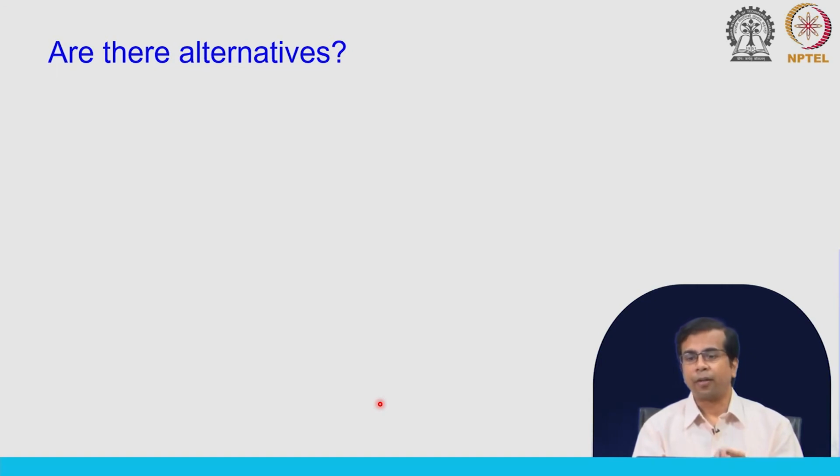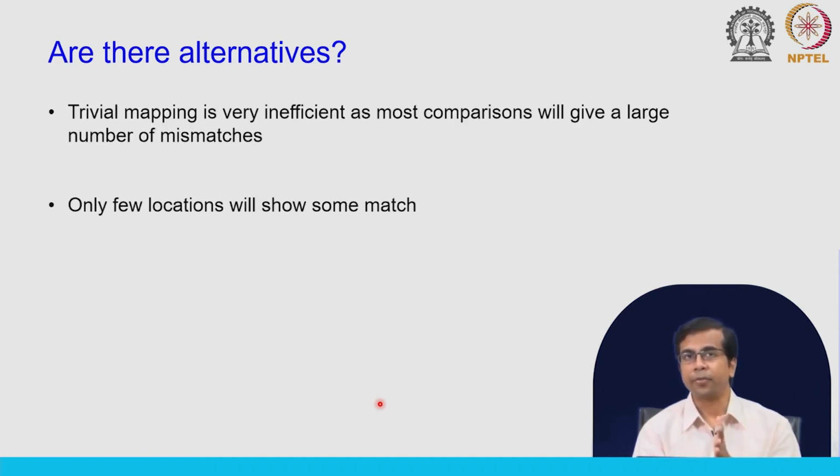So, the question is, are there alternatives? Can we do better in certain ways? As we have seen, trivial mapping is very inefficient, because most of the comparisons will give you a large number of mismatches. These are unsuccessful attempts. We are making a lot of unsuccessful attempts and we have just 1 or 2 successful attempts. Only a few locations will show some match. So, maybe we can reduce this number of comparisons, this unsuccessful process, and that will reduce the time.